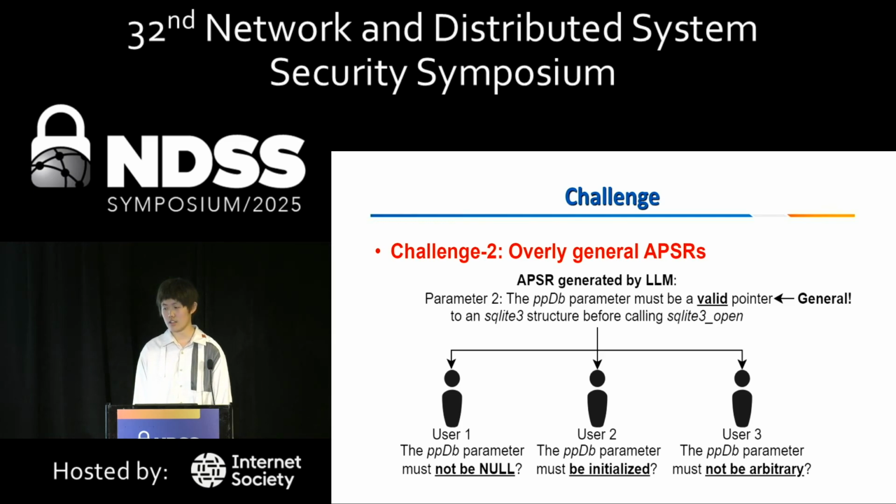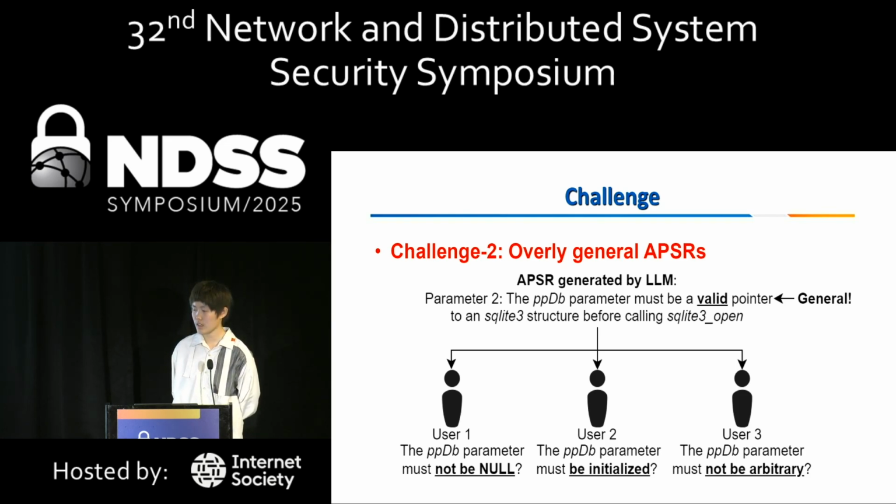And the second challenge is that APSRs generated by the LLM may be too general to be translated into detection code. For example, an APSR generated by the LLM is parameter 2 must be a valid pointer. Here, valid is quite vague, and different people may have different interpretations of it. In this context, only the first interpretation, must not be null, is correct. Such ambiguities will cause incorrect results.